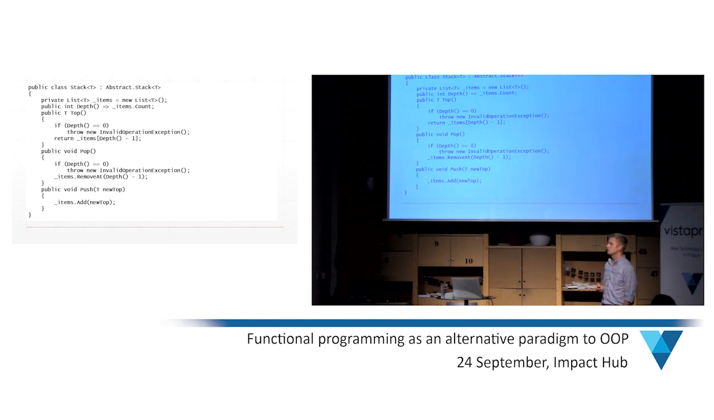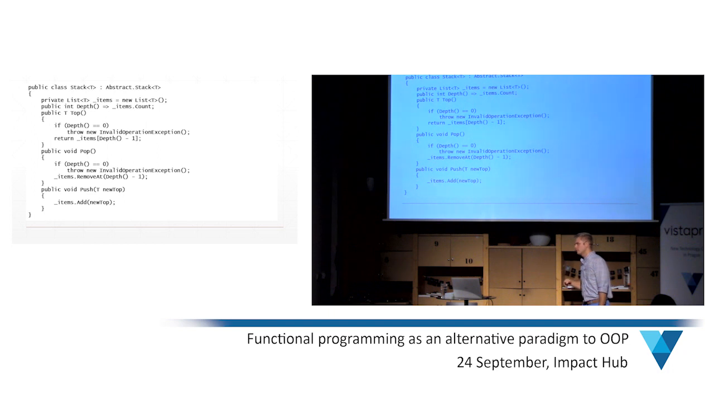Obviously, when the depth is zero, you cannot take the top element. The stack is empty. That's pretty simple. Notice that pop and push return nothing, they are void. So they are mutating. Basically, they are adding or removing elements from the internal collection of items. And that's again mutating, updating state.